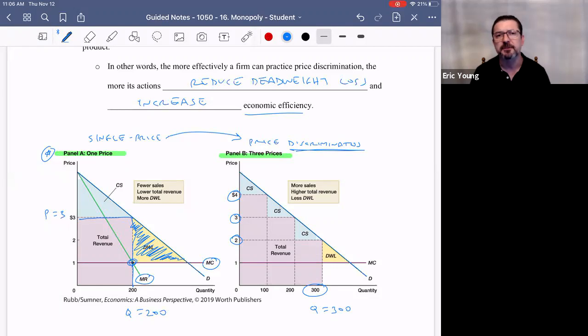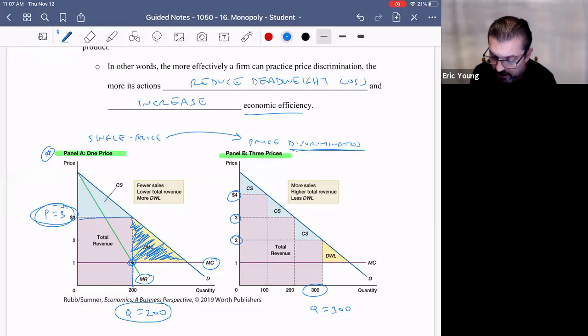Very counterintuitive. But think about this. Let's go back here to the single price monopolist. He set the Q at 200 and the P at 3. This meant that any consumers who were willing and able to pay $2 were out of luck. Hey, Mr. Monopolist, I'm willing to pay $2. Monopolist says, tough luck. The price is $3. You're out of the market. You can't take part. You're part of the dead weight loss.